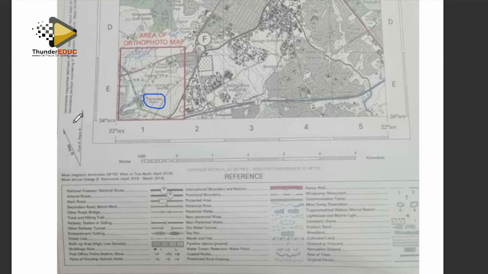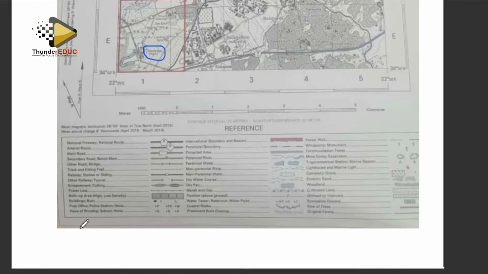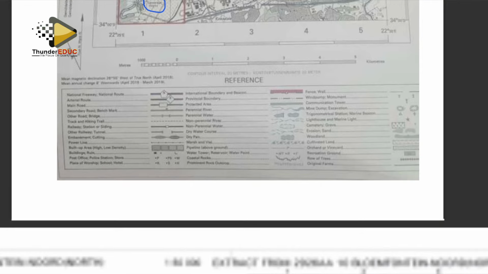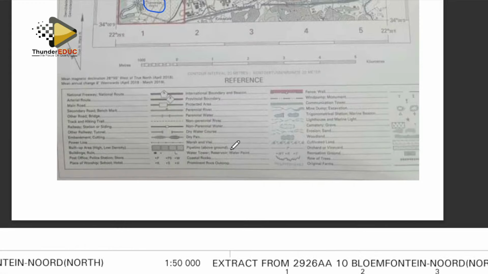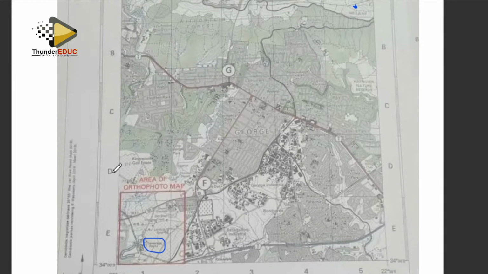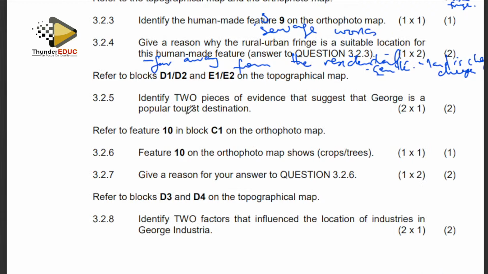Okay, yeah, so we can move on. 3.25. I'll try to move fast now because we are running out of time. 3.25. Identify two pieces of evidence to suggest we are losing. Okay, before we continue there, they say refer to blocks D1 and D2, E1 and E2 on the topographic map. We come here, we look at the topographic map, D1, D2, E1, E2. We are referring to these blocks here. We're going to look at them critically and we'll answer those questions that are asked.